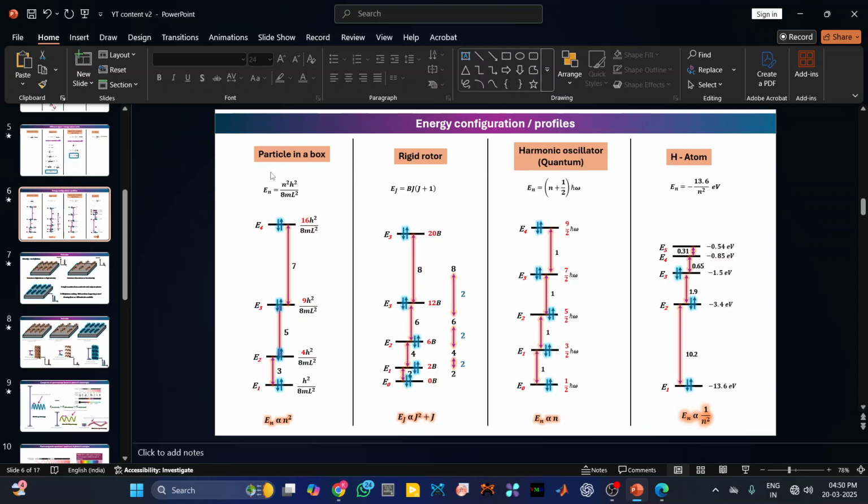So the four models we are dealing with are particle in a box, rigid rotor, quantum harmonic oscillator, and hydrogen atom. As you can see, these are the energy formulas for these four models. Particle in a box is regarded as electronic spectroscopy. These are the electronic energy levels. Rigid rotor is for rotational spectroscopy, harmonic oscillator is for vibrational spectroscopy, and the H atom is for atomic spectroscopy. So we can move forward.